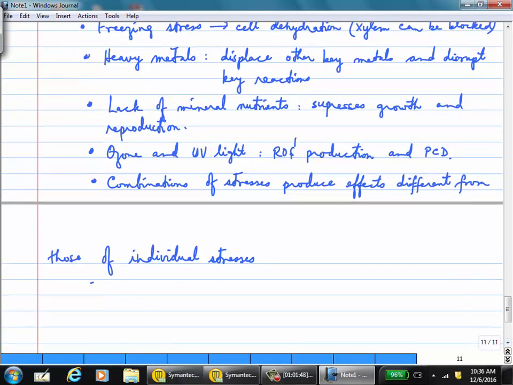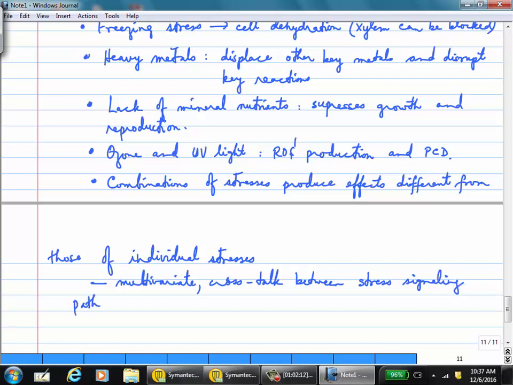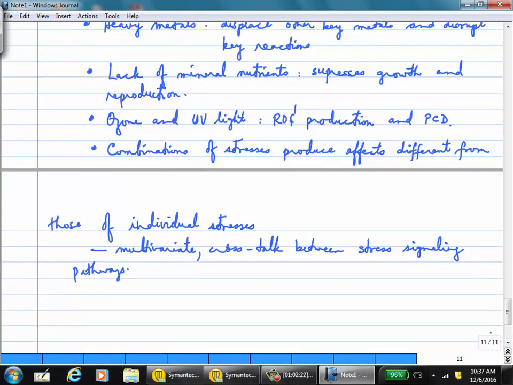So this is multivariate. The interaction between the different stresses is multivariate. And the biologists refer to this as crosstalk between stress signaling pathways. And even these pathways are not completely known. I mean, some of the portions may be wrong. In case of plants, I think it's a little bit better than in case of cancer or something like that, human disease like cancer.